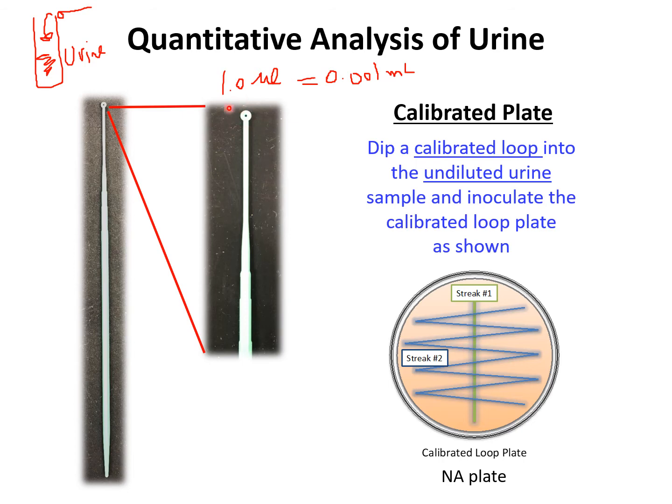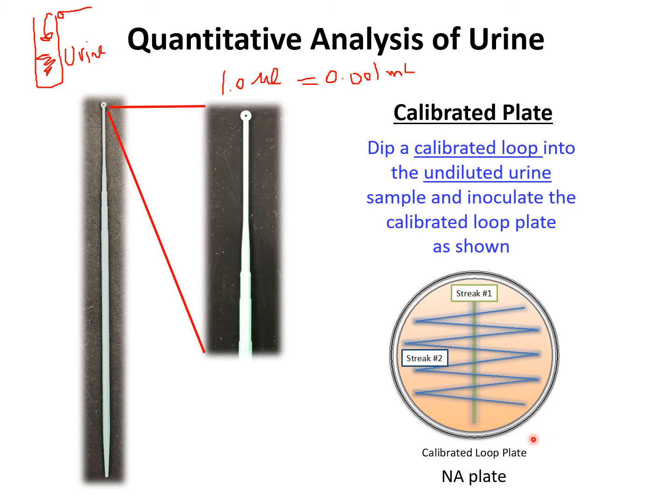Of course, this loop has to be sterile to start off with, so you're using a sterile calibrated loop. You dip it into the urine. It's going to collect 1 microliter, or 0.001 mils, of that urine. You streak once down the plate, and then using that same loop, you do that zigzag pattern. Then you incubate your plate, of course.